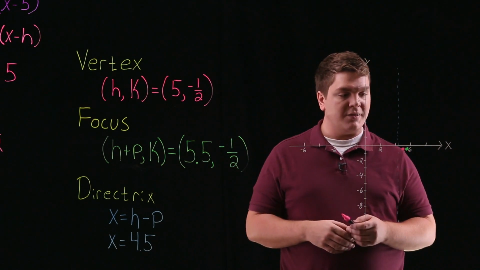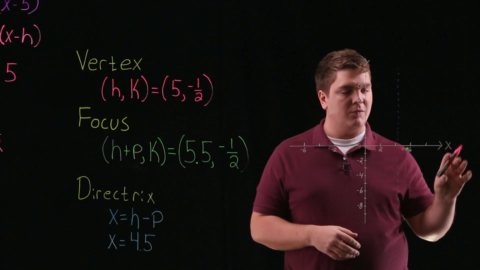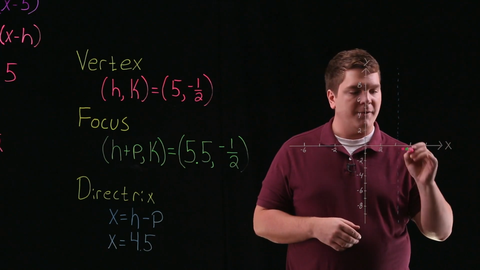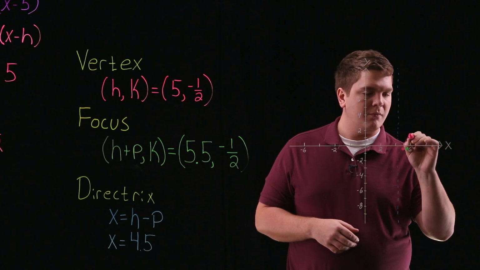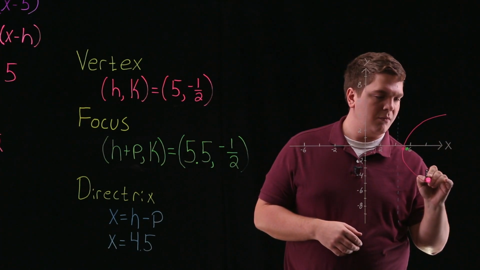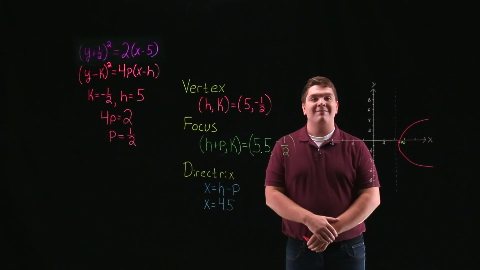Now, to sketch the graph, we know that it's just going to be a parabola opening towards the right. We'll use these two pieces of information sort of as a guide. So there we have the graph of our parabola.